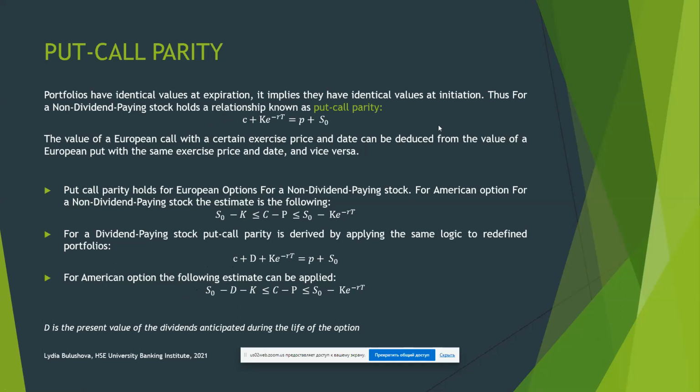Why is this put-call parity important? It holds for put and call prices, because we know the asset price, and the strike is known as well. So this can help us to estimate the put price when the call price is known, or vice versa.